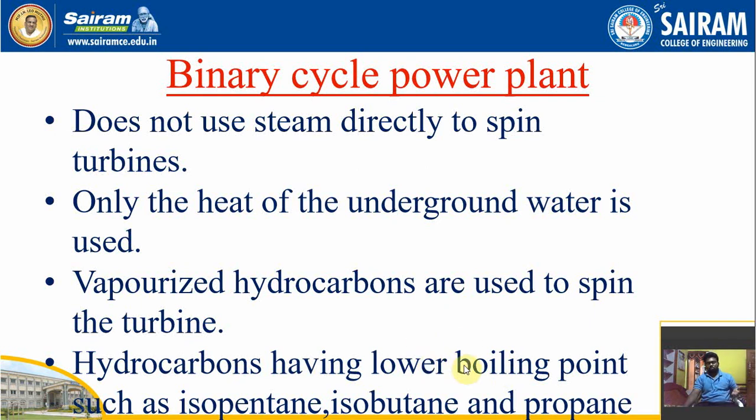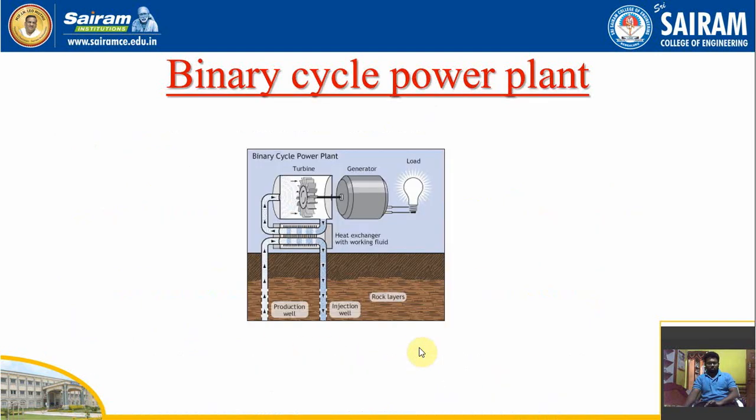So it is a good conductor of heat energy. So hydrocarbons are used as heat transfer agents in between the steam. They have low boiling points, such as isopropane, isobutane, and propane. So the binary cycle power plant is something like this. Here there's the same injection well and production well, but here a heat exchange takes place. The hydrocarbons are exchanging the heat, and the pure heat is used to run the turbine. This is called a binary power plant.